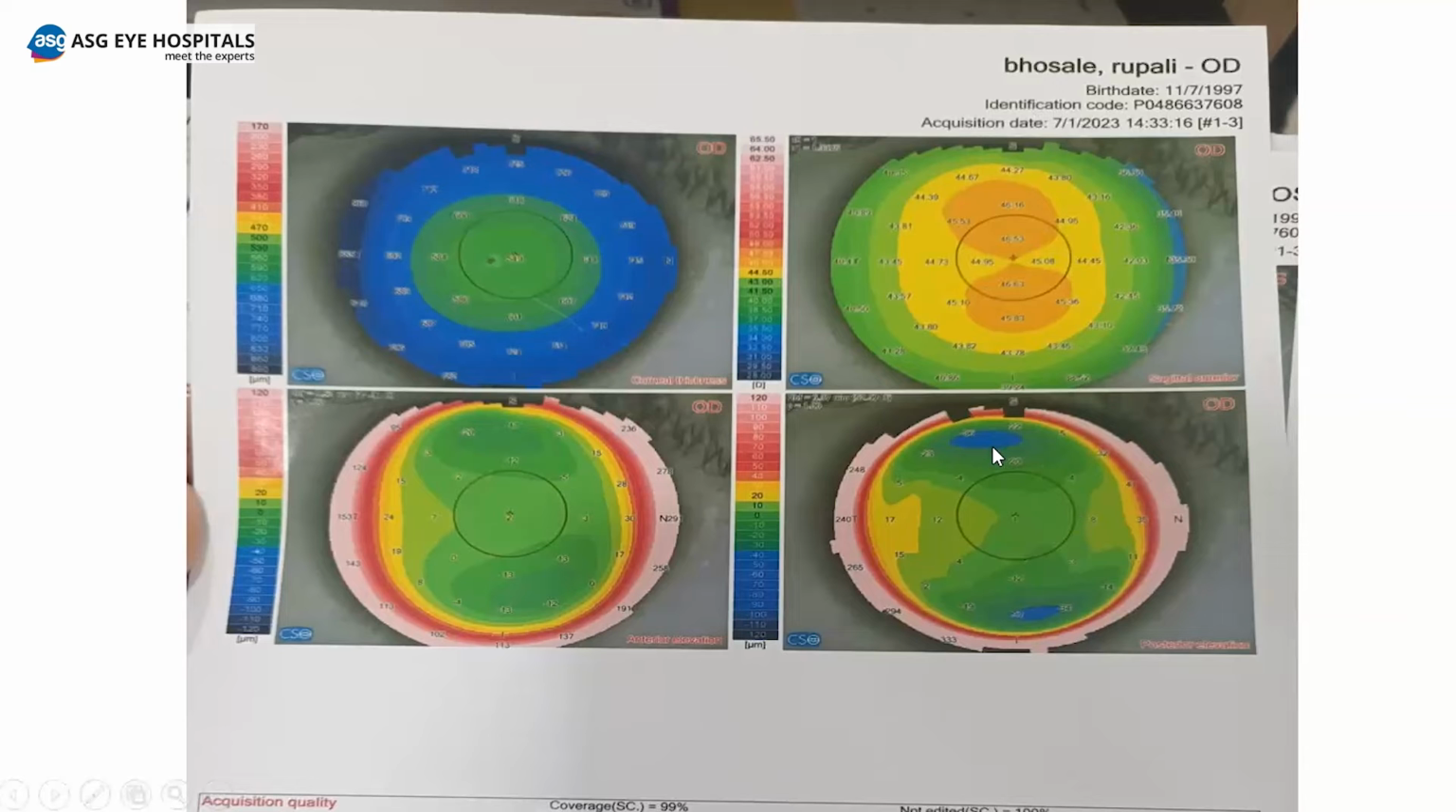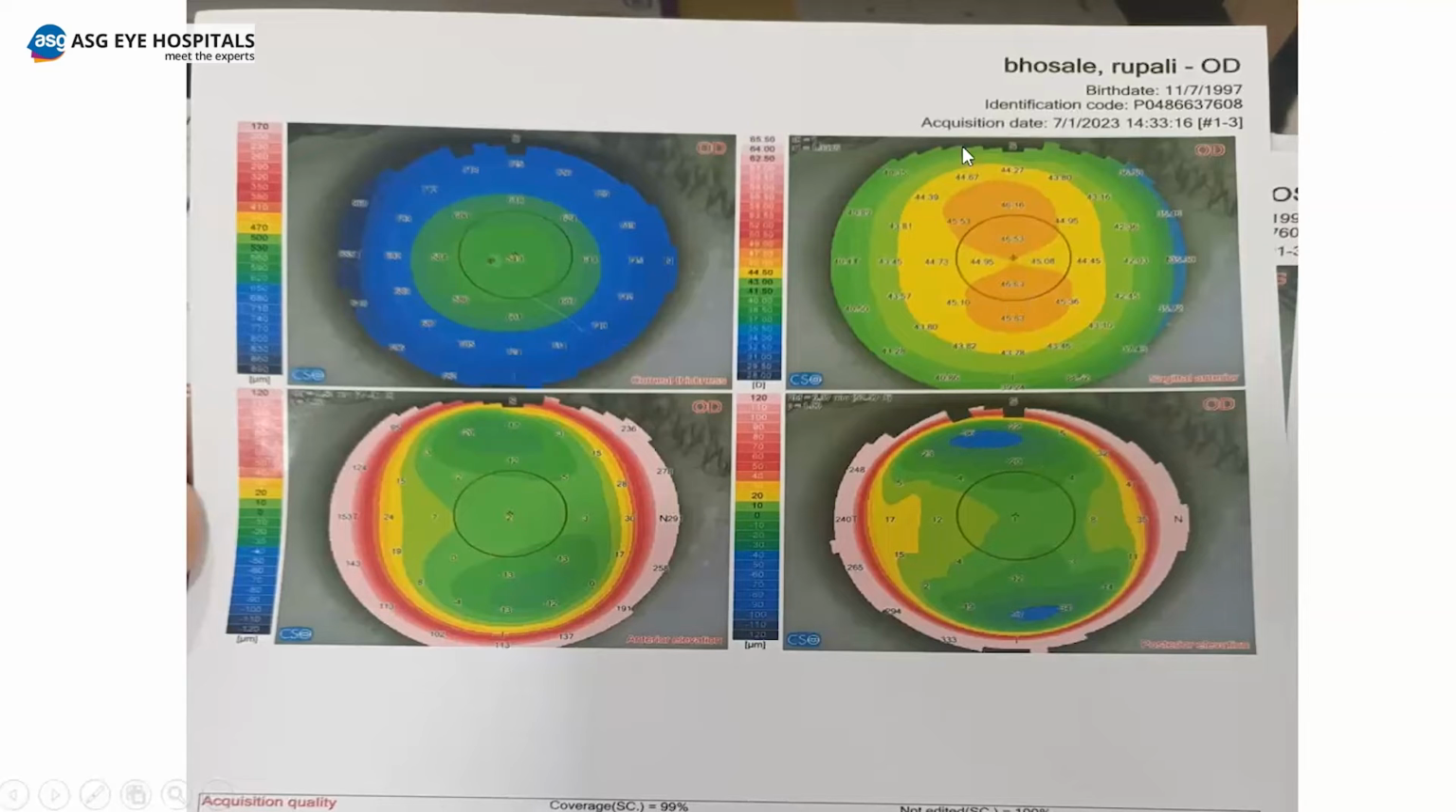And what is this? This is an elevation map. Okay. What I need you to understand is this is a hot color, no? That means that the cornea is steep in this area and in this area. And correspondingly, we are not getting a very good elevation data. Ma'am, can you please repeat? Audio was not very good.